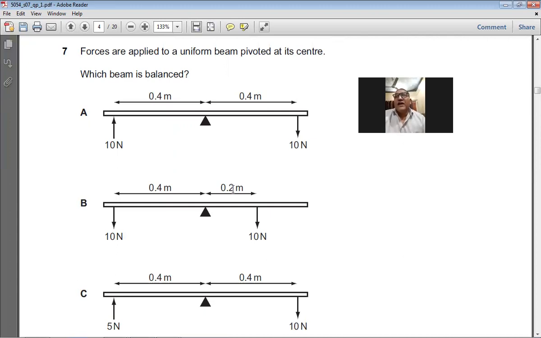So just multiply this force with this moment arm and this force with this moment arm. If their answers are the same, then this thing can be balanced. So when you multiply 10 with 0.4, that gives you 4 Newton meter. And when you multiply 10 with 0.2, this gives you 2 Newton meters. So the clockwise moment and the anti-clockwise moment are not equal to each other. So the B will not be balanced.